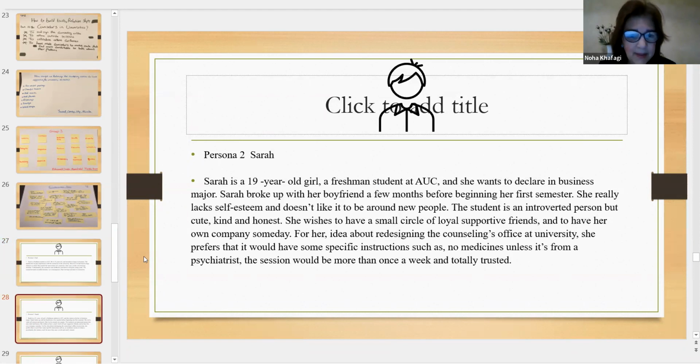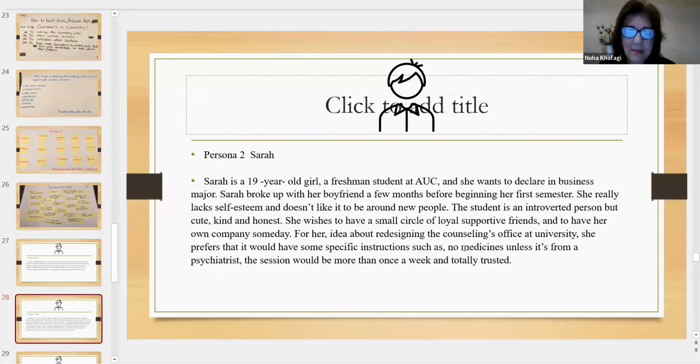Sarah is a 19-year-old girl, a freshman student at AUC, and she wants to declare a business major. Sarah broke up with her boyfriend a few months before beginning her first semester. She really lacks self-esteem and doesn't like to be around new people. The student is an introverted person, but cute, kind, and honest. She wishes to have a small circle of loyal, supportive friends and to have her own company someday.